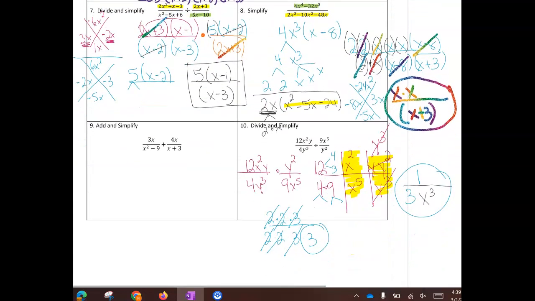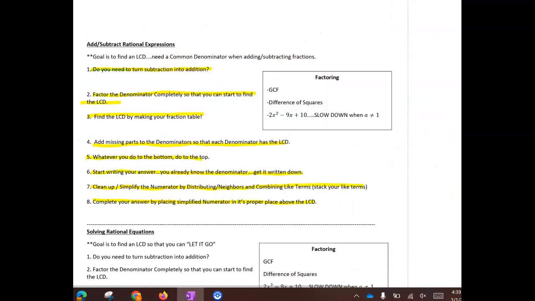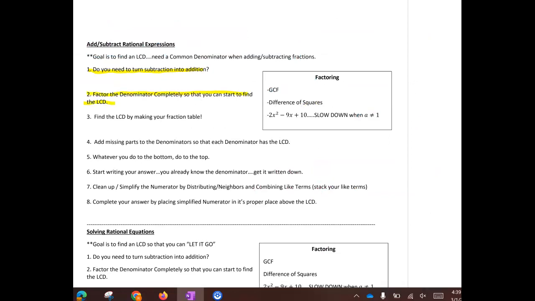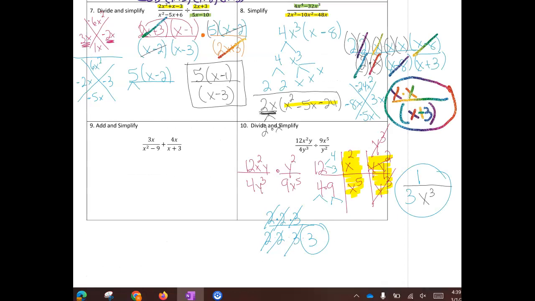Okay, let's go to this one. So starting here again, I'm going to start in the beginning. Do I have to turn any subtraction to addition? I do not. I'm going to factor my denominators, and then I'm going to find my LCD. So the first one does factor. It becomes x plus 3, x minus 3. Here goes my table. All right, bringing everything down. Here is my LCD.